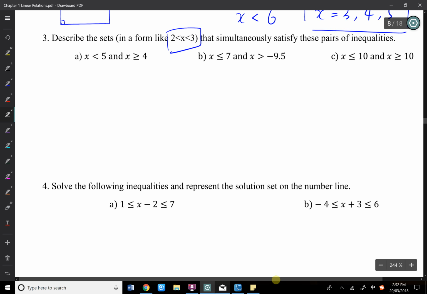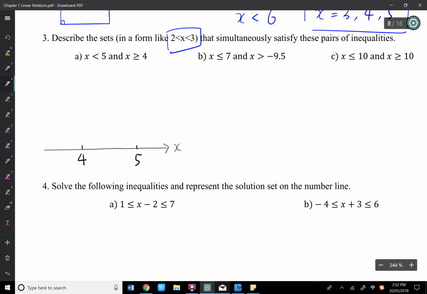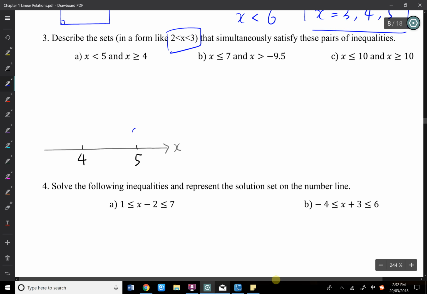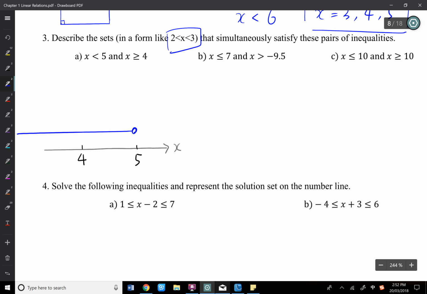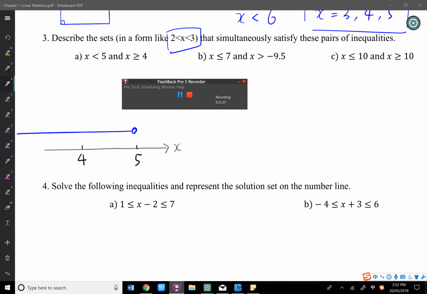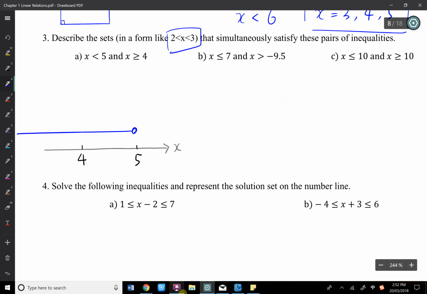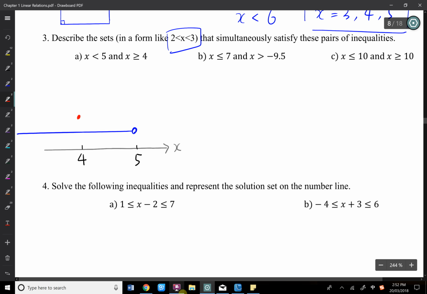So we have a number line, x. We have the values mentioned, which are 4 and 5. What I need is x less than 5. I use a blue color to sketch that. It's all the values here. And I want x greater than or equal to 4. I have a closed circle here.